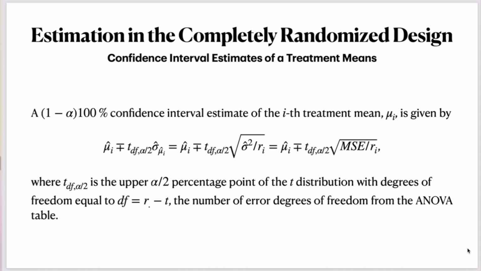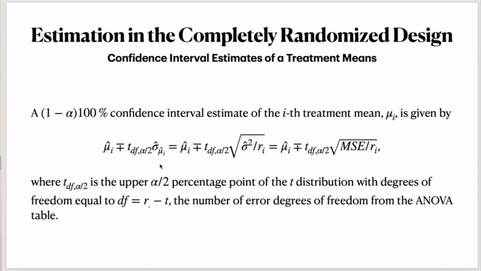Once we have the estimated variance and the estimated standard deviation of the sampling distribution of mu hat sub I, we can then use those along with the point estimate to come up with a confidence interval estimate for a treatment mean. In particular, a 1 minus alpha times 100% confidence interval estimate of the ith treatment mean, mu sub I, is given by this formulation here. So mu hat sub I, the point estimate, plus or minus the margin of error for the interval, the margin of error being equal to the product of the interval coefficient, which comes from the t-distribution, and the estimated standard deviation of mu hat sub I.